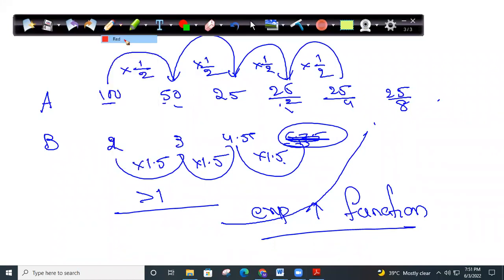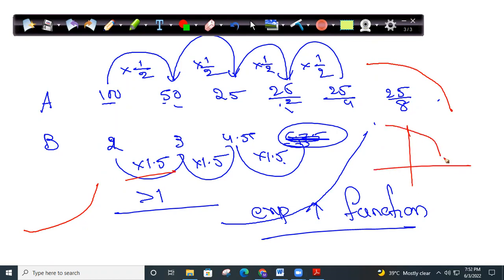How do they look? In terms of math, simple. Multiplying with a number greater than 1, but multiplication is only exponential. Now, how do they look? The look is something like this is an exponentially increasing function, something like this is an exponentially decreasing function. I hope everyone understands what exponentially increasing and decreasing functions are.